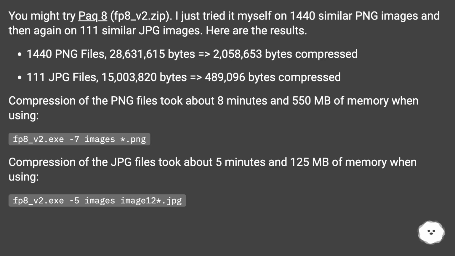fp8_v2.exe -7 images*.png. Compression of the JPG files took about 5 minutes and 125 MB of memory when using fp8_v2.exe -5 images image12*.jpg. See also JPG lossless image compression test.